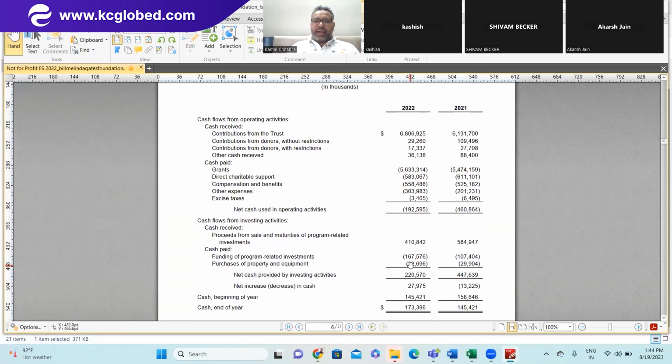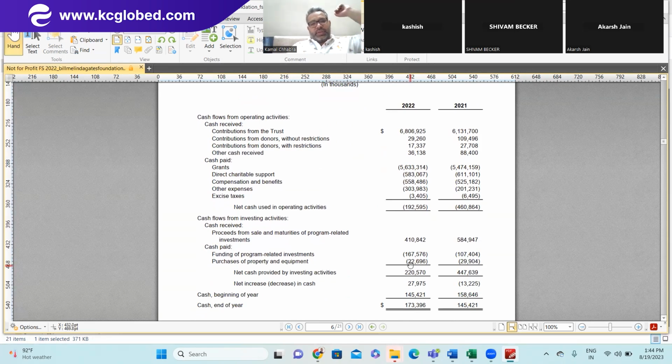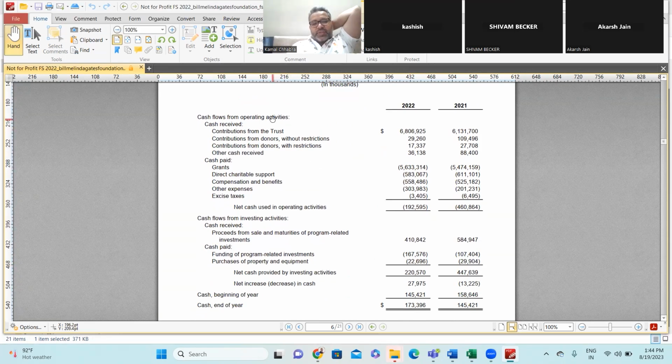Now coming to the cash flow. So cash flow is cash flow from operating activity. There you will be using the direct method basically. So all the cash received, that means contribution received from trust, contribution from donor with restriction, without restriction, or other cash received, minus the cash paid, which is for the grants you have given, charitable contributions you have made, compensation, other expenses, or any taxes you have paid. So this is cash from operating activity.